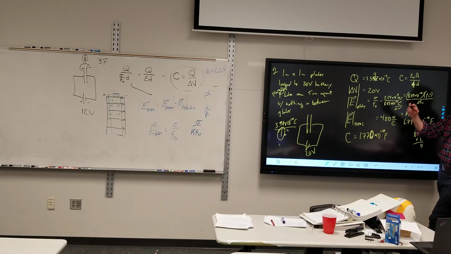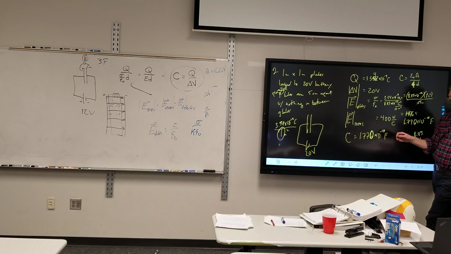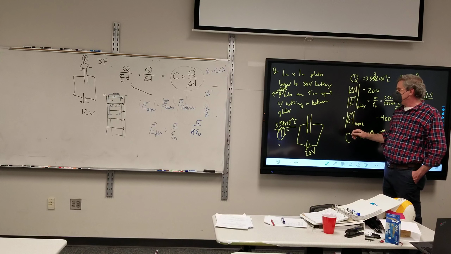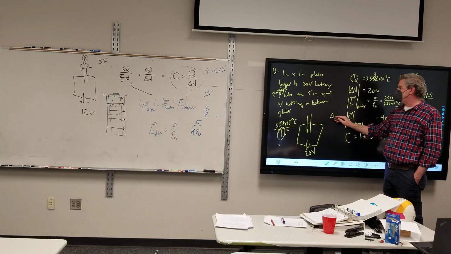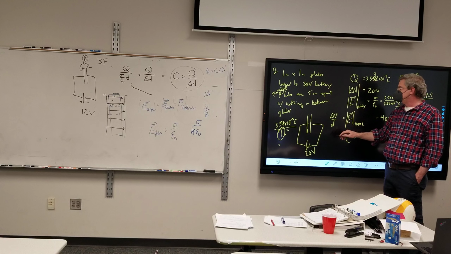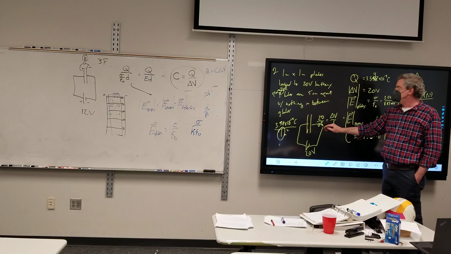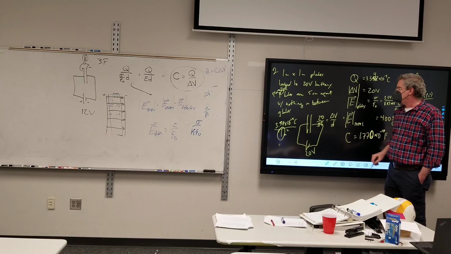Now, let's do total electric field. My total electric field will be the same because there's no dielectric in there, so that doesn't change. But I can also find total electric field using the ED equation, so it's just the voltage divided by the distance between them, which is 20 divided by 0.05, which is 400.